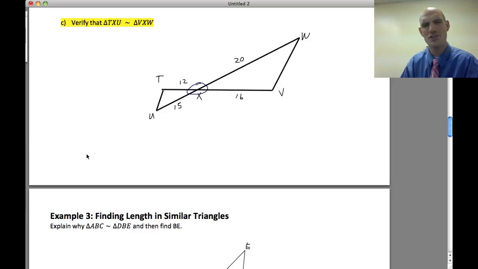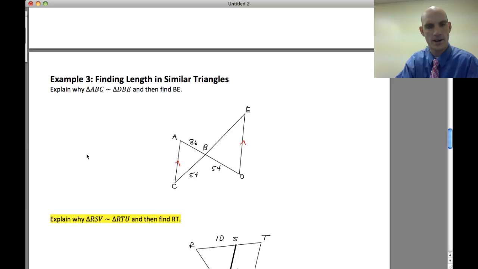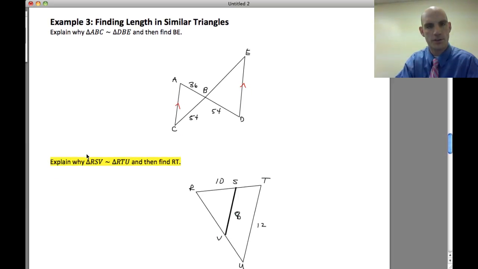Okay? Let's use one more example for the rest of this video, and then we'll be done. There'll be one for me to do, one for you to do. I want to explain why the triangles are similar and find BE. Once again, I have parallel lines, probably going to use that fact. Also, they've given me a side here and a side here, so ABC and DBE. Let's see what we've got.